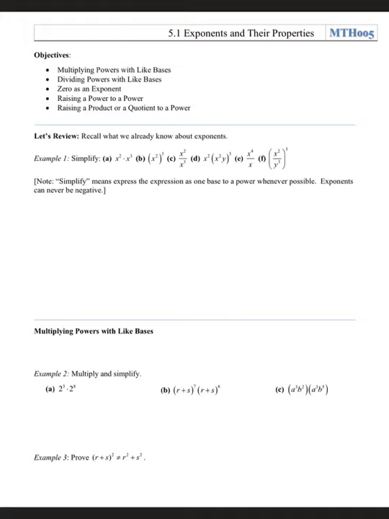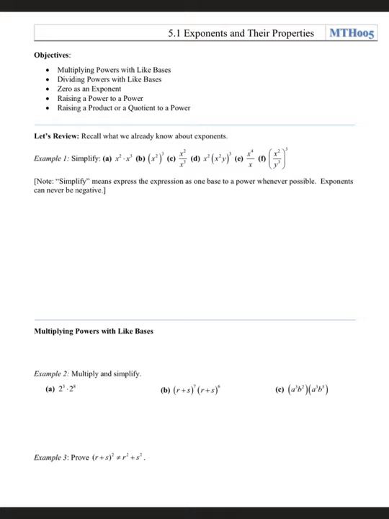Hello, Math 005. What we're looking at today is the very last unit. We're starting with 5.1, exponents and their properties. Exponents is something you're probably at least a little bit familiar with. We're just going to dive in a little bit more deeply with them, go over what it means to simplify exponents, and really get to learn all the exponent rules, if you will.